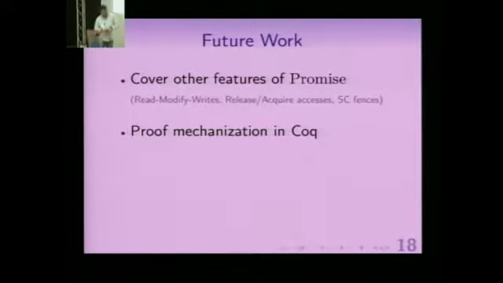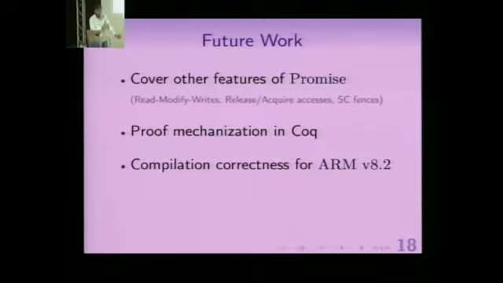So the future work is to cover other features of the promise machine, to mechanize the proof in Coq, and also recently a new model for ARM was proposed. So it seems stronger than the one we were working on. So we believe that the proof for this model will be easier. So that's it. Thank you.